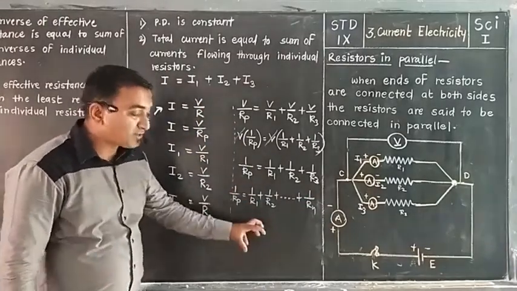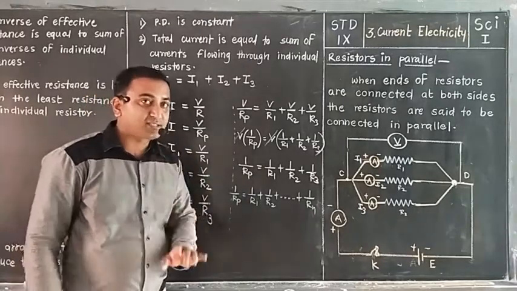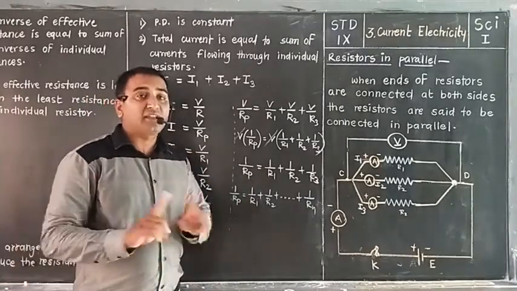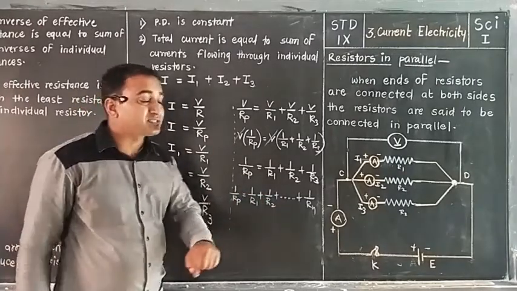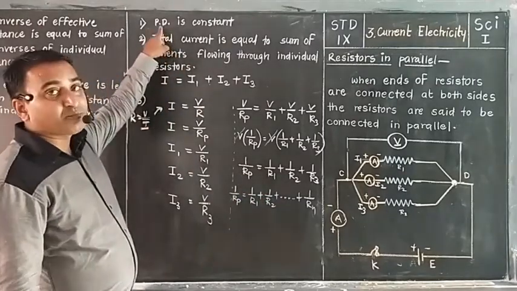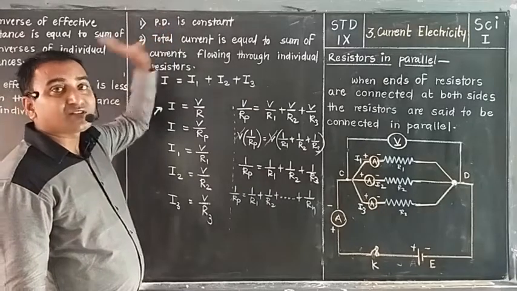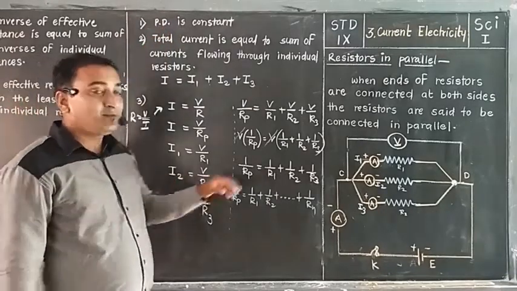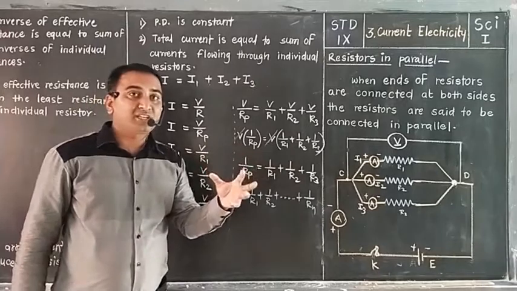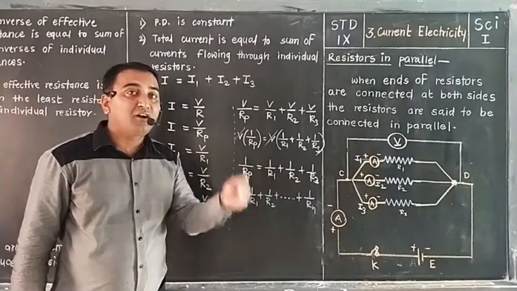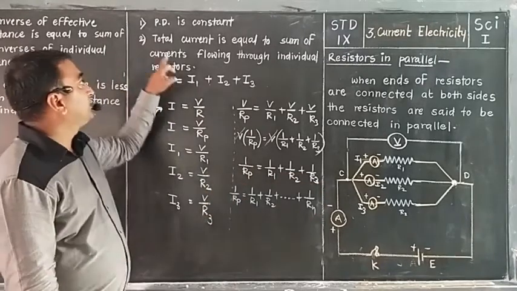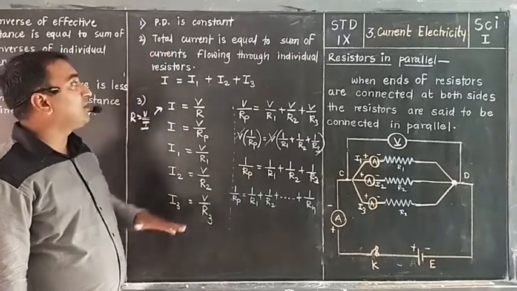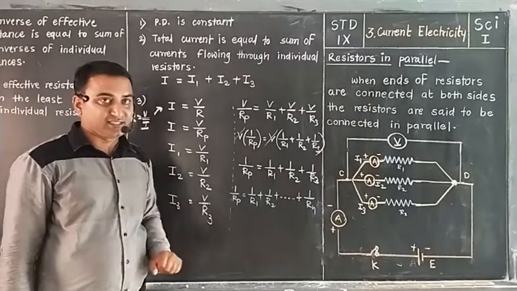So how many points did we get here? We have got 3 points. As a comparison, in series the current is constant across the resistors. In parallel combination, the potential difference is constant across each resistor. In series, the total potential difference is equal to the sum of the individual potential differences of the resistors. Here, the total current is equal to the sum of currents flowing through the individual resistors.